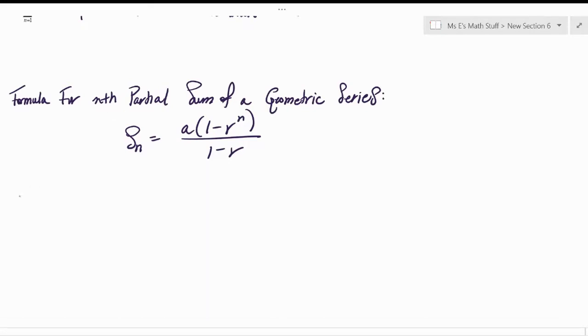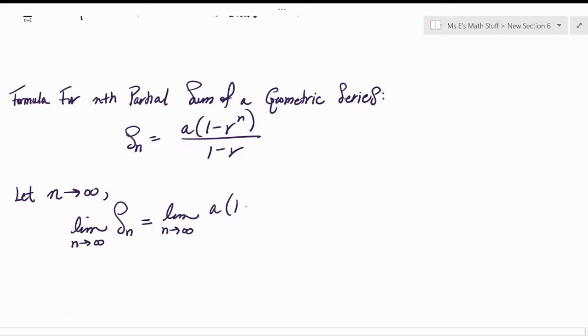If you were to transition from there to a formula for an infinite sum, you would need to let the number of terms, n, approach infinity. Here's the notation we use for that. LIM is short for limit. We'd be taking the limit as n approaches infinity of the sum of the first n terms. That would equal the limit as n approaches infinity of the right side of the equation up there, which was a times 1 minus r to the n over 1 minus r.